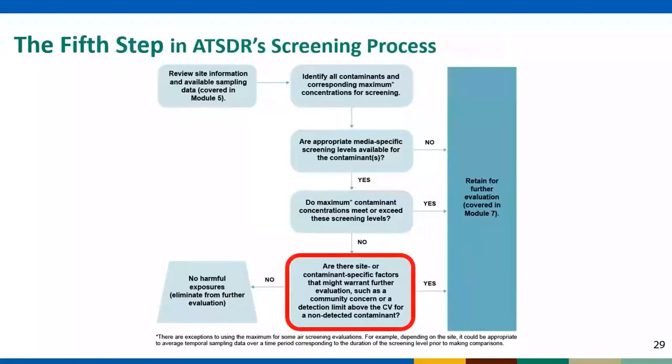If you chose no in the previous step, then you will consider whether there's anything else that might make you say, I should retain this contaminant for further evaluation. This can include if the chemical was of concern to the community. It also includes if the detection limits exceeded the lowest CV and the chemical might occur at your site. Remember, not detect does not necessarily equal 0.